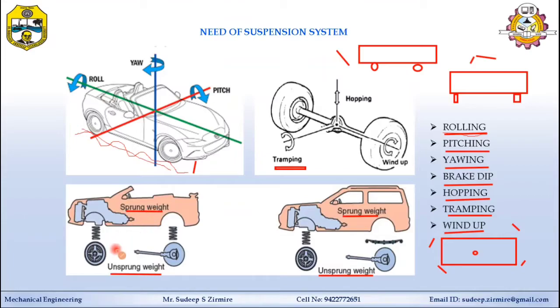So friend, unsprung weight is the weight of the vehicle components between the suspension system and the road surface. For example, this part is called the unsprung weight: below the suspension system up to the road surface. It includes the tire, wheel assembly, axle assembly, brakes, steering knuckles, etc. Same for the sprung weight, the weight supported by the suspension system, like the frame, body, engine, transmission.